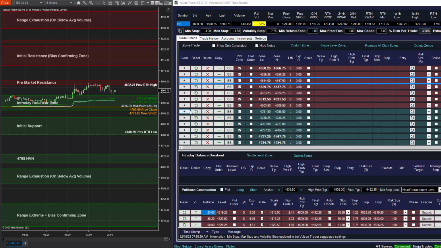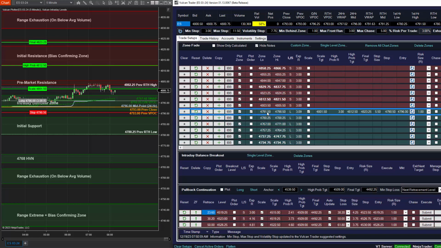So let's start with the long side. If buyers are holding ES above the bull bear zone, then they can maintain control, and as long as we're not seeing any obvious signs of intraday weakness, our focus should be on the long side. In this case, we want to make sure that we're scaling out ahead of the pre-market resistance zone. As far as the high probability target goes, I think that's fine at 4812.5. That is the beginning of the initial resistance zone. And then our final target by default is set to 4823, and we will probably revise that.